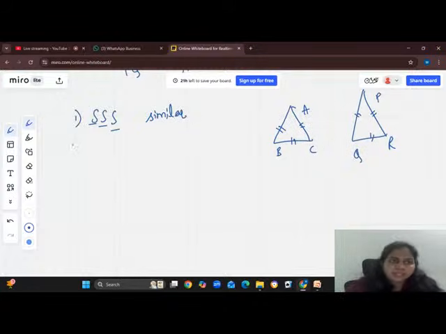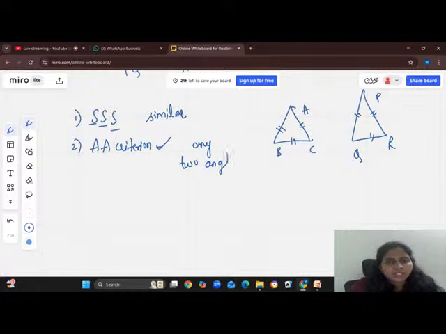The second criterion is the angle criterion, which we use more. Mostly we use this angle criterion. Any two angles must be equal, then we can say that both triangles are similar.